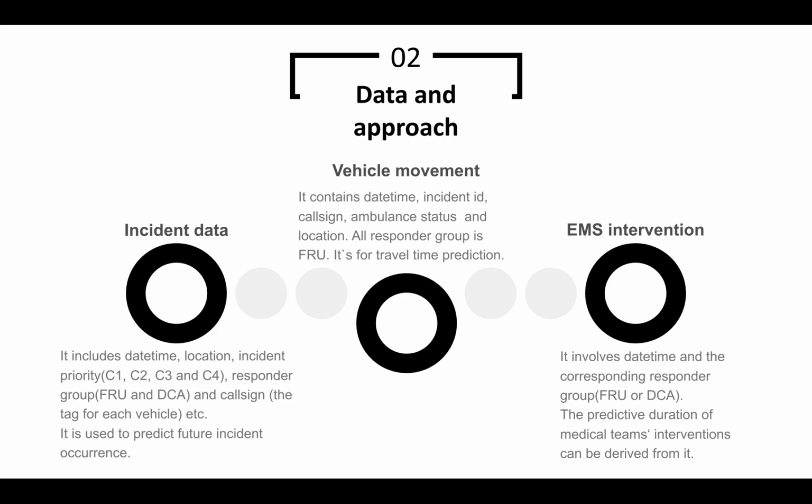It also includes responder group: Fast Response Units (FRU) and Double-Crewed Ambulances (DCA), and call sign, the tag for each vehicle. It is used to predict future incident occurrence. While the vehicle movements dataset contains date time, incident ID, call sign, ambulance status, and location. All responder group of this dataset is FRU. It is for the travel time prediction part. Emergency medical service intervention data involves date time and the corresponding responder group. The predictive duration of medical teams' interventions can be derived from it.